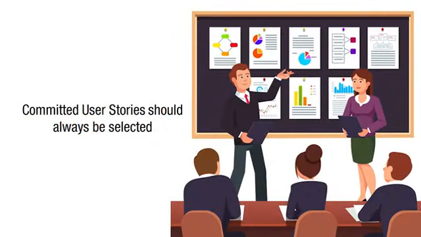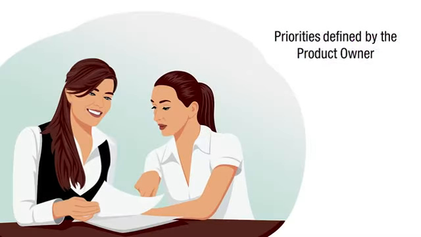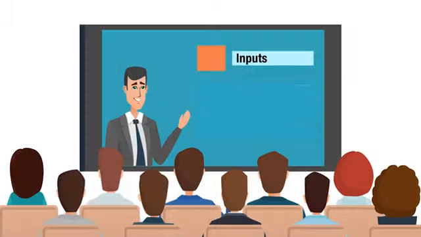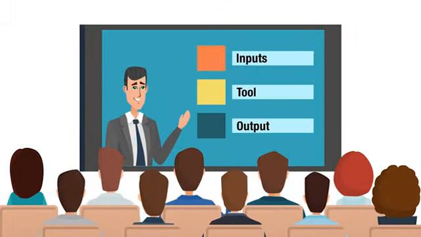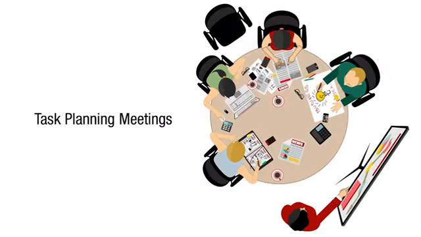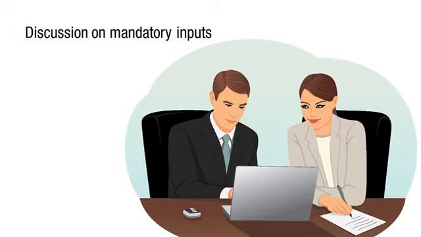The committed user stories should also be selected per the priorities defined by the product owner. Now let's discuss the mandatory inputs, tools, and outputs of the Identify Tasks process. The mandatory inputs, tools, and outputs of this process are Scrum Core Team, Committed User Stories, Task Planning Meetings, and Task List, respectively.